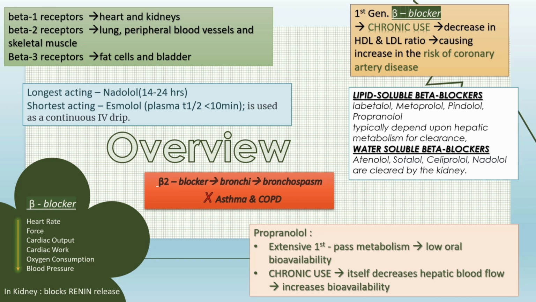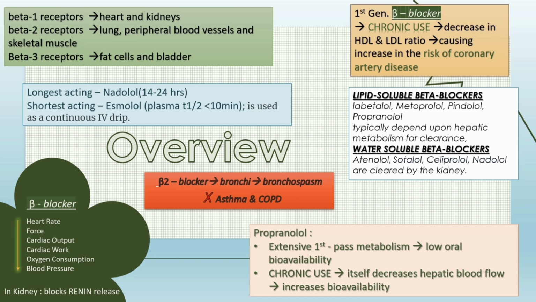Now, the longest acting beta blocker is nadolol. 14 to 24 hours is its acting period, and shortest acting is esmolol. It is a very important question, can be asked for NEET exam. Its plasma half-life is less than 10 minutes. It's used as a continuous IV drip.